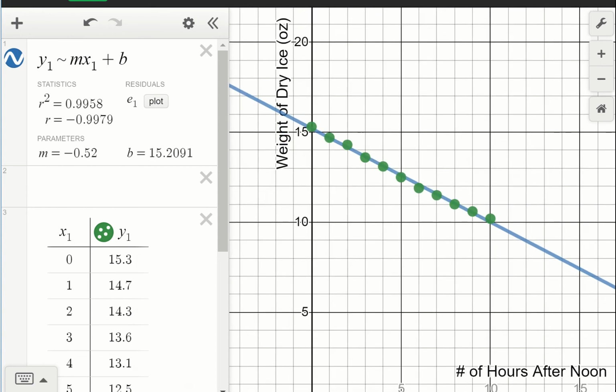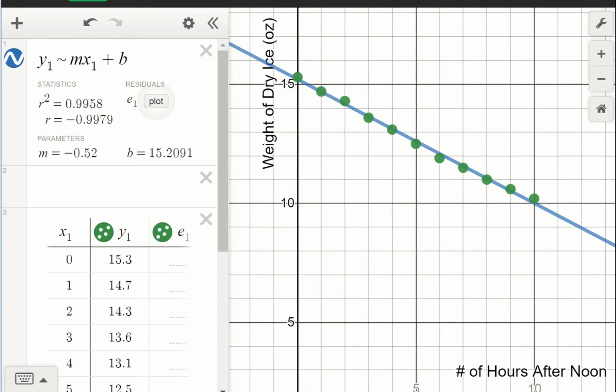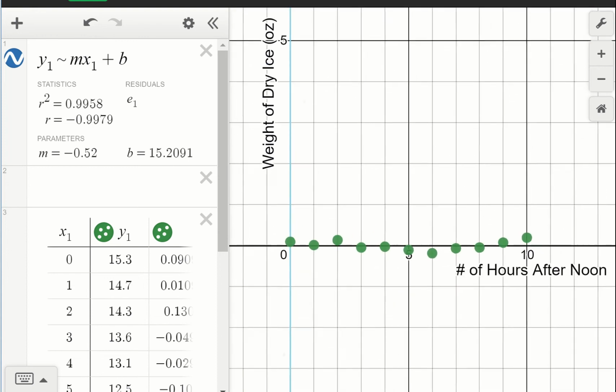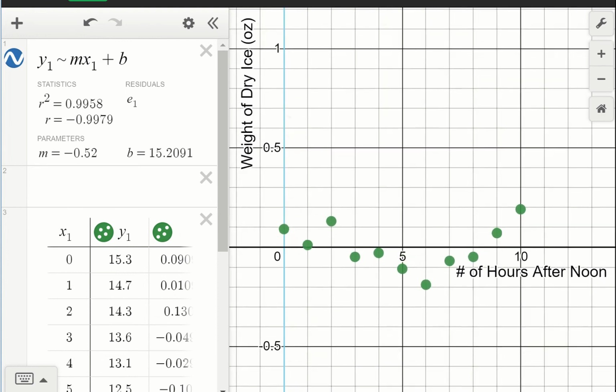I just remind you that whenever we look at a residual plot, if we see a pattern in the residual plot, it's an indication that a linear model is probably not best. And you can almost see this, a slight curve in the green dots. But when you go ahead and plot the residuals, I'm going to scroll down here so we can see the residual plot. I'm also going to elongate the x-axis so that we can see more and more of it.